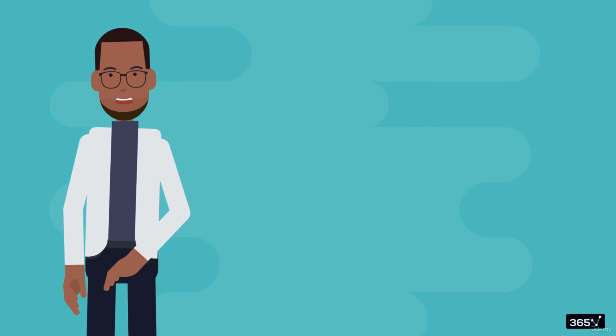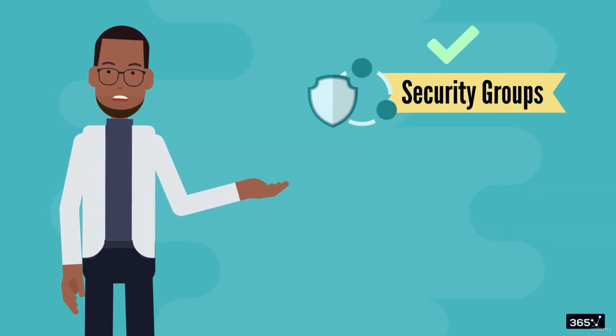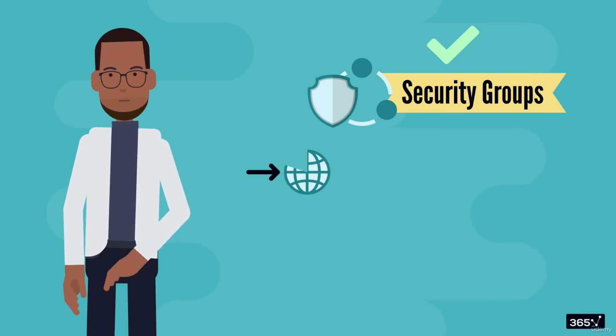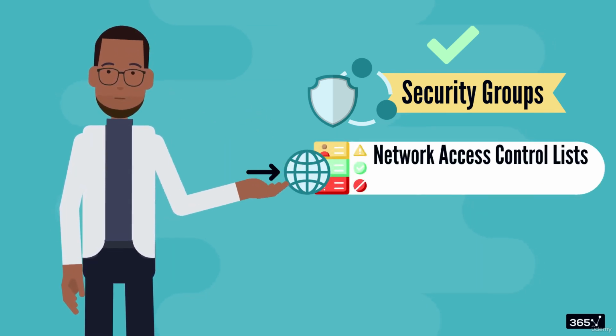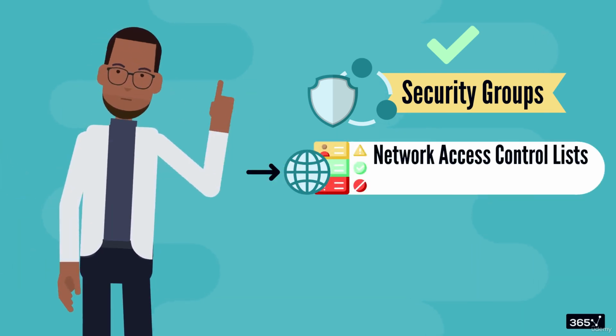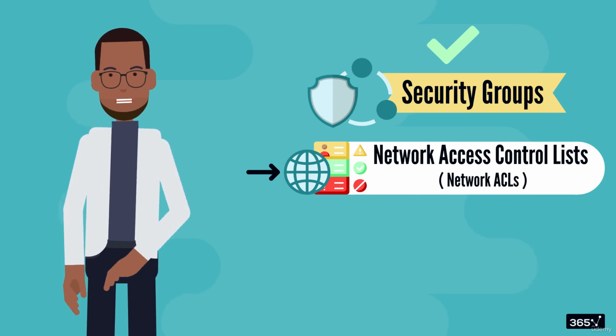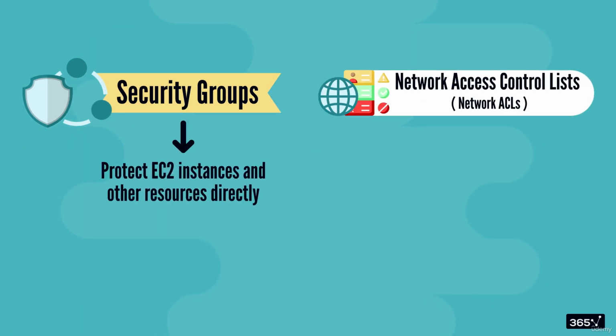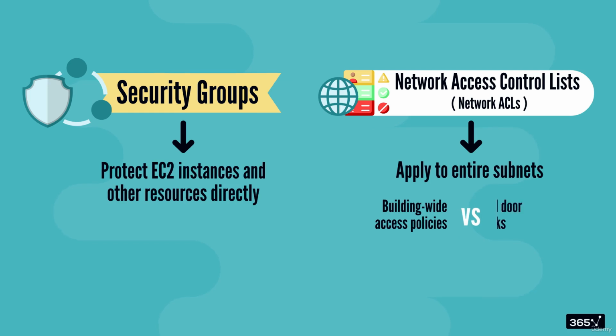Welcome back. Now that we've covered security groups, the bouncers protecting individual resources, let's proceed and look at the subnet level counterparts, network access control lists, or simply network ACLs. While security groups protect EC2 instances and other resources directly, network ACLs apply to entire subnets, like building-wide access policies versus individual door locks. Here's what makes ACLs different.